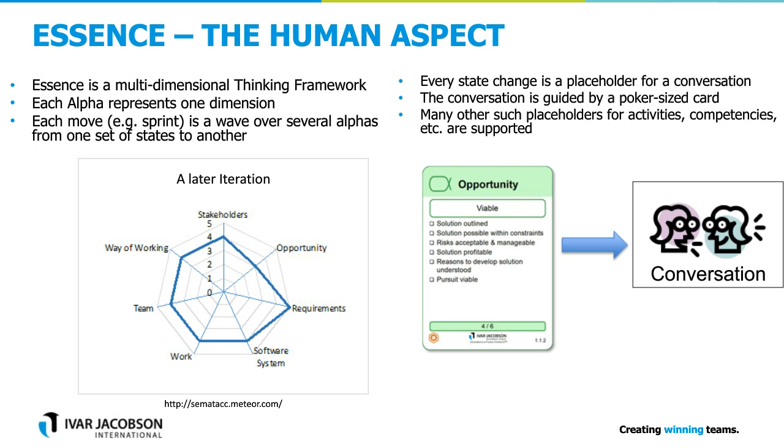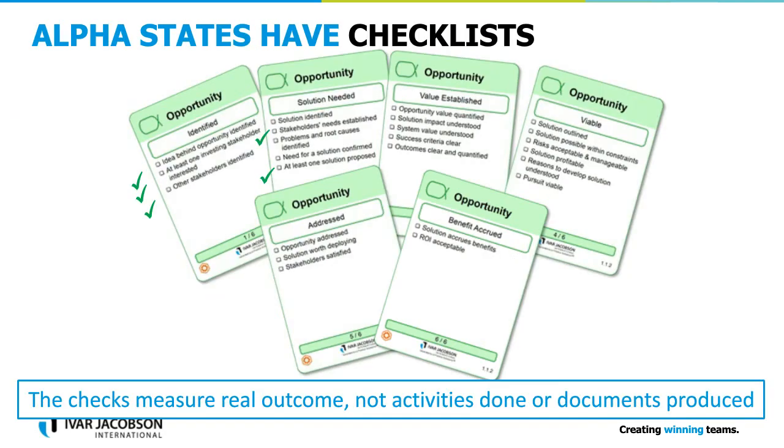So here you see, for instance, the opportunity alpha. It has six states, and each state has a number of checks that you have to progress through to pass the state represented by the card.